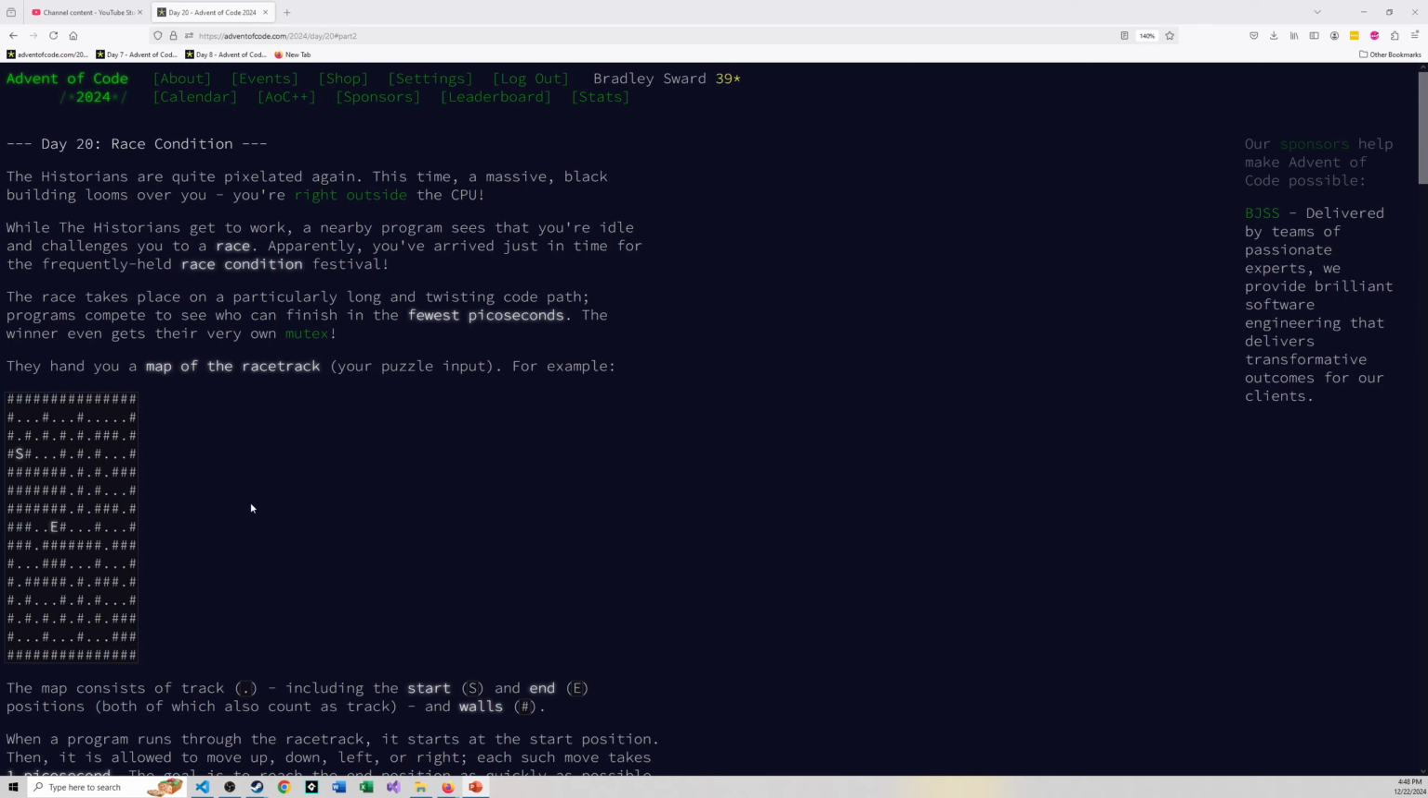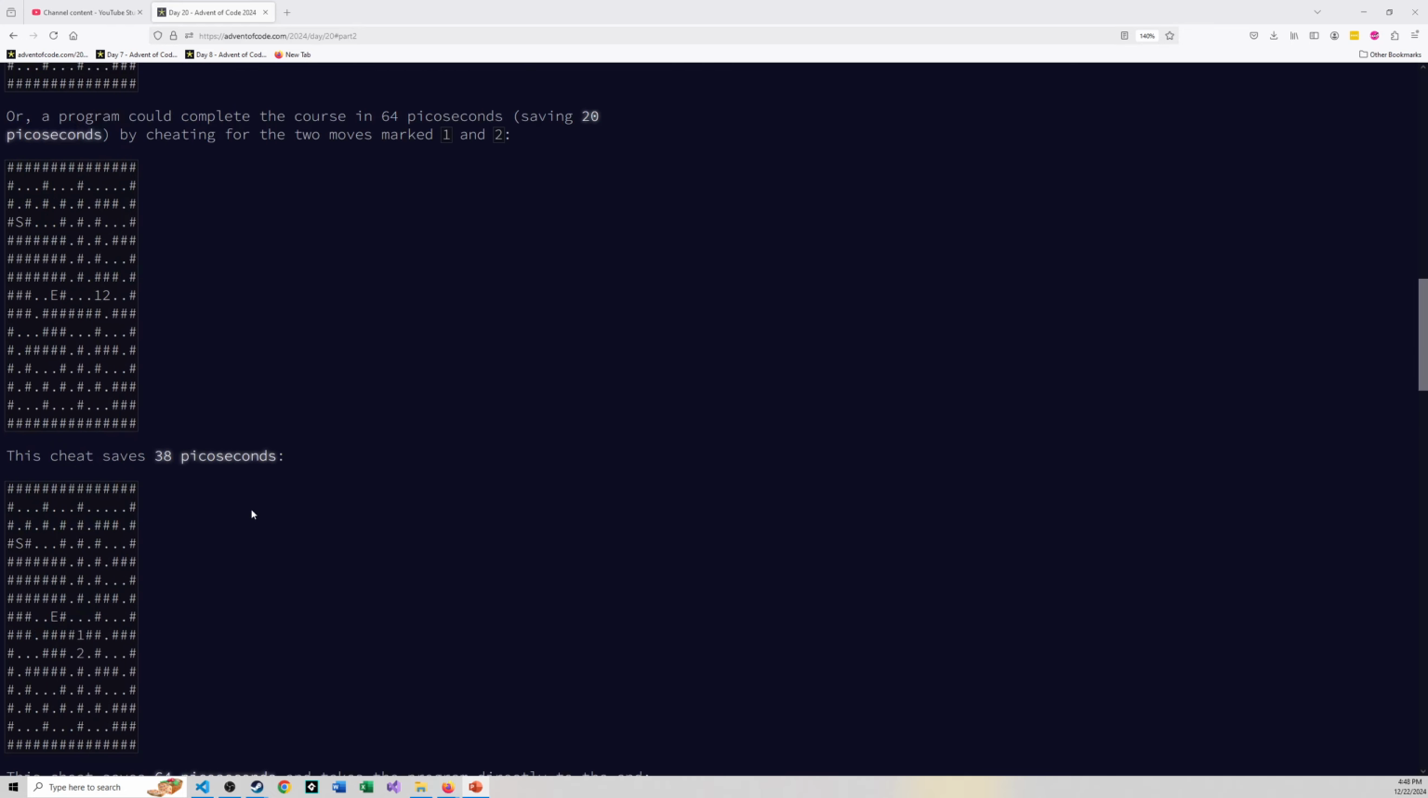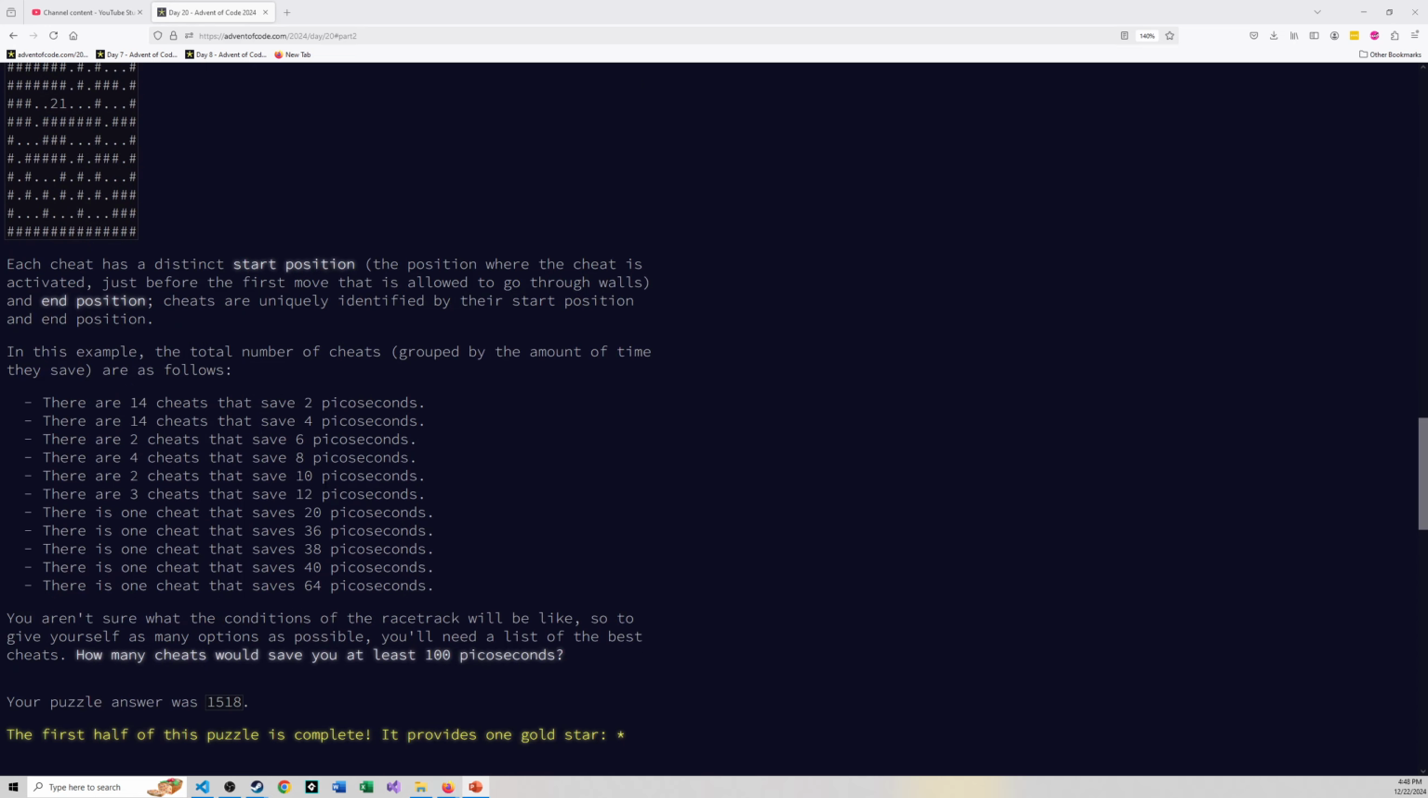So for this problem they gave you a whole example of all the different cheats and how many picoseconds you could save. So the question was, for the data set you're given, how many cheats could save you at least 100 units on the chart? So that's where we're starting from.